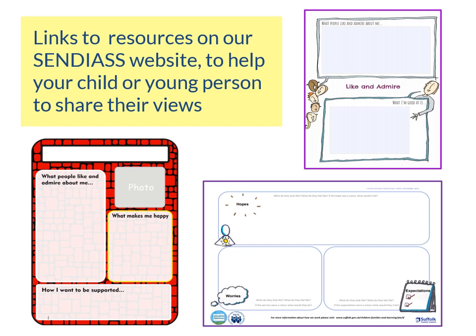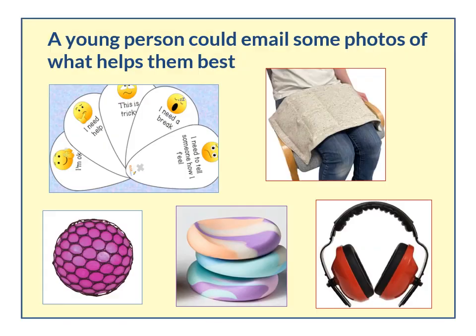We have links to a number of person-centered resources on our SENDIAS website which may help your child or young person to share their views and which could also be sent in separately. Or a young person might find it easier to take and email photos of what helps them best. On screen are examples of resources which have helped a young person with sensory processing needs, like a weighted lap blanket or ear defenders and calming worry stones.